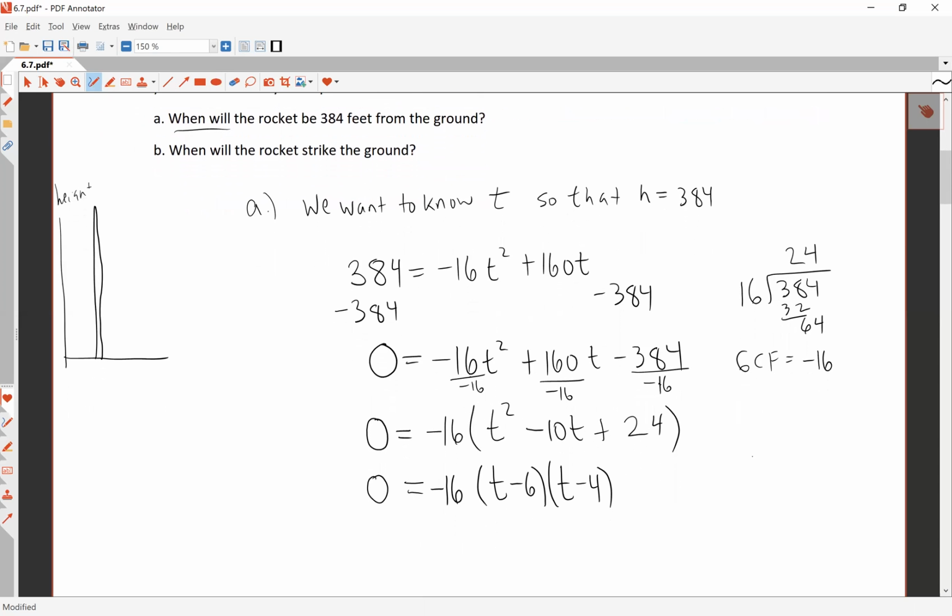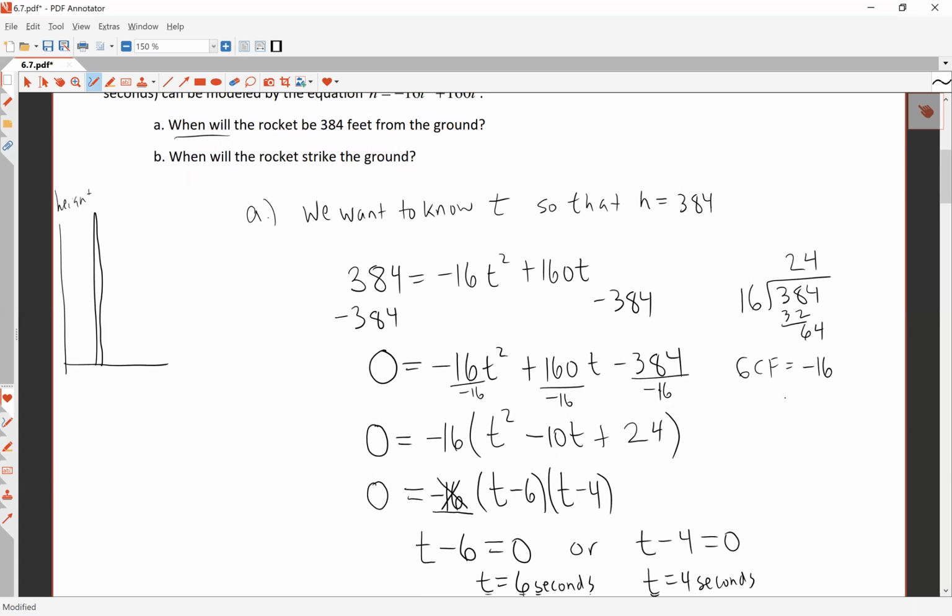We use the zero product property and set each of our factors equal to 0. Now negative 16 isn't 0, so we disregard that one. And so we get t minus 6 is 0, or t minus 4 is equal to 0. So it looks like 6 seconds and 4 seconds.